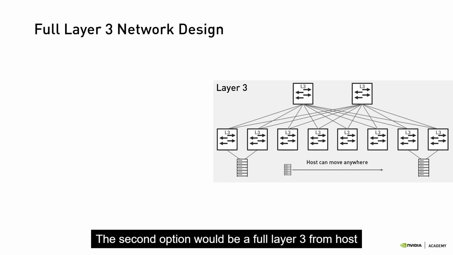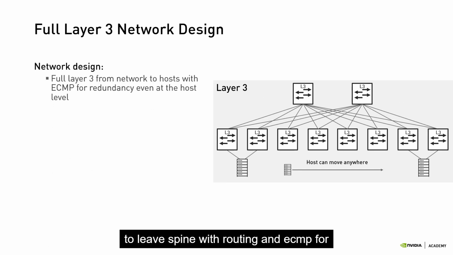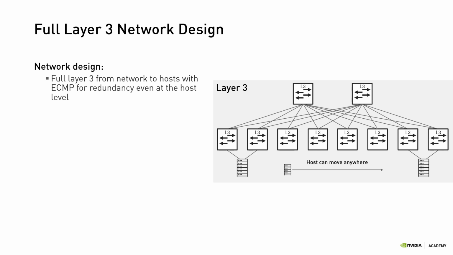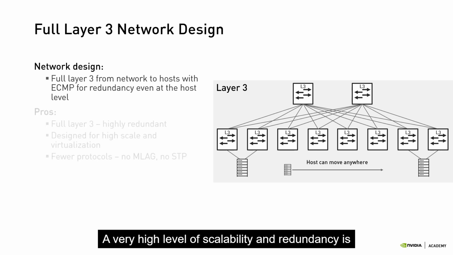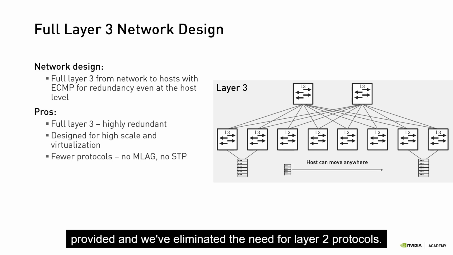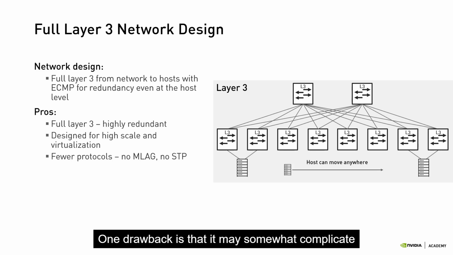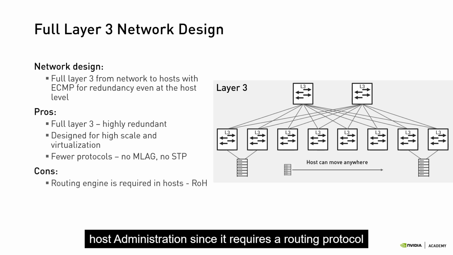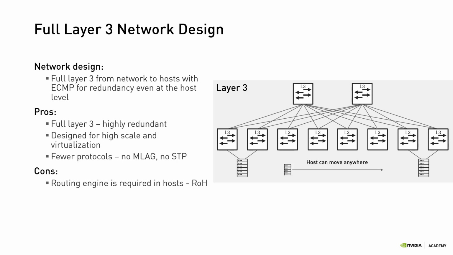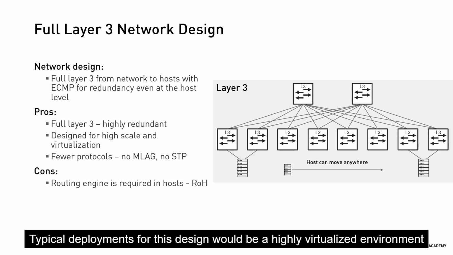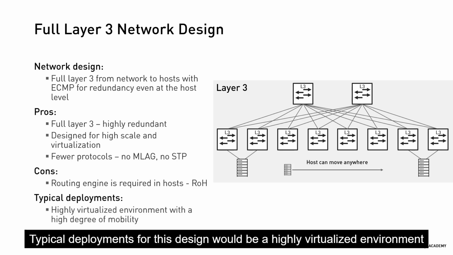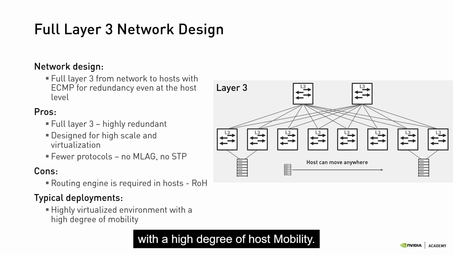The second option would be a full Layer 3 from host to leaf spine with routing and ECMP for redundancy even at the host level. A very high level of scalability and redundancy is provided, and we've eliminated the need for Layer 2 protocols. One drawback is that it may somewhat complicate host administration since it requires a routing protocol to run on the hosts, also referred to as routing on the host. Typical deployments for this design would be a highly virtualized environment with a high degree of host mobility.